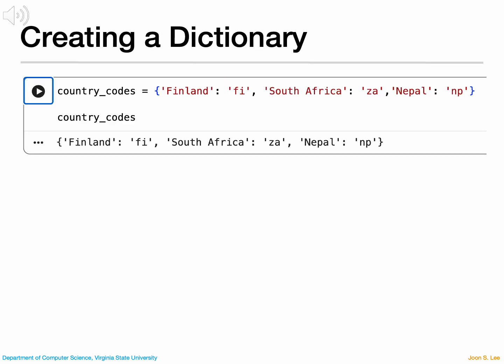Now let's look at how to create a dictionary in Python. Dictionaries are created using curly braces. Inside the braces, we define key-value pairs separated by a colon. Each pair is separated by a comma. In this example, the dictionary called country codes stores country names as keys and their corresponding country codes as values. When we print the dictionary, Python displays the collection of key-value pairs exactly as they are stored. This structure allows us to organize related information and retrieve values using their keys.